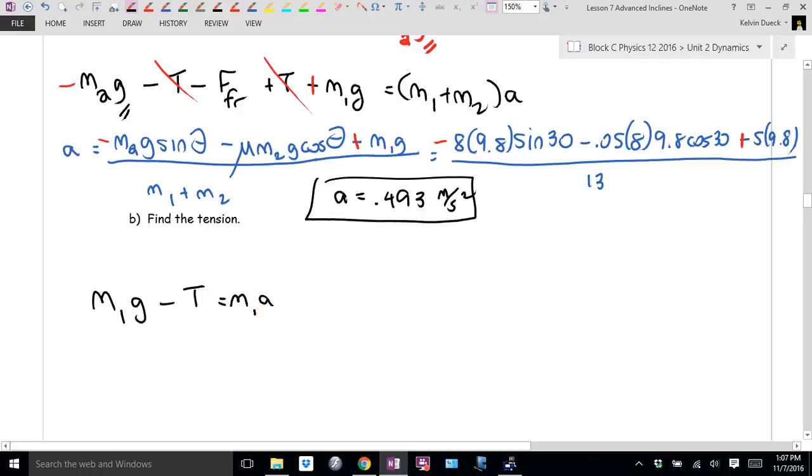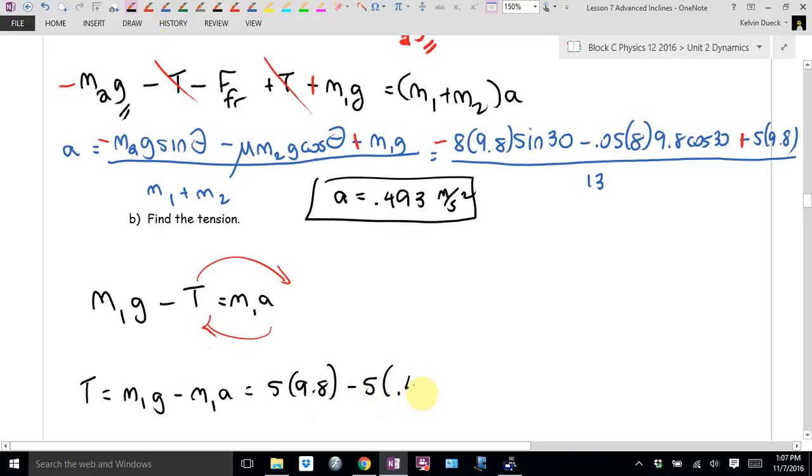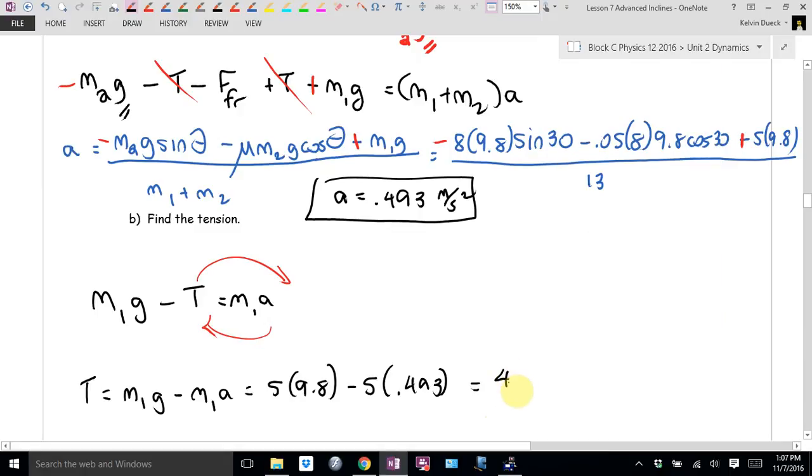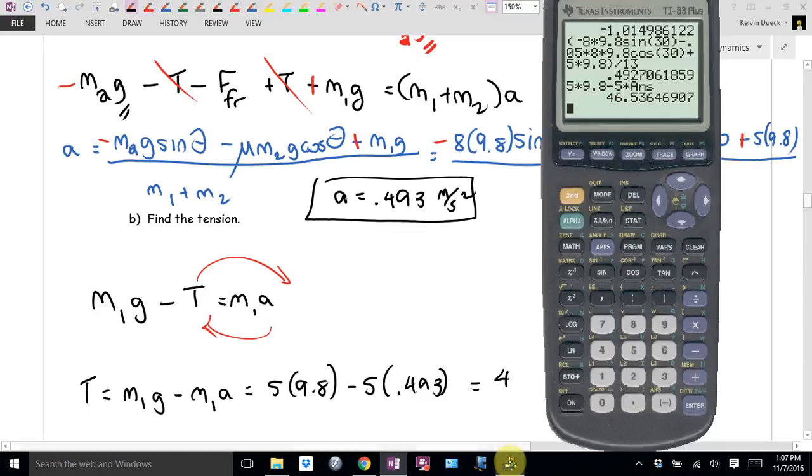It's a simple step to get the tension by itself. We've done this dance before, have we not? Tension is going to be M1G minus M1A. It's going to be 5 times 9.8 minus 5 times the answer, 0.493, using my answer button. And I get 46.5 newtons. You would get the same tension with the other mass. You'd be doing a lot more trig components and stuff, so why bother?